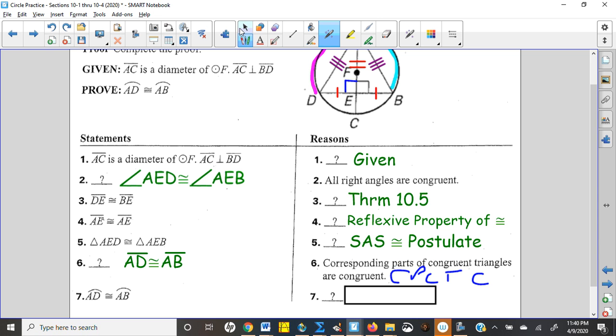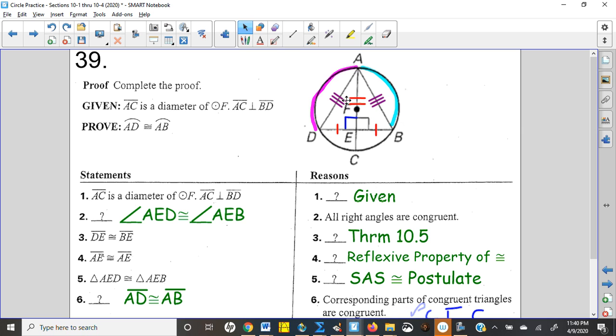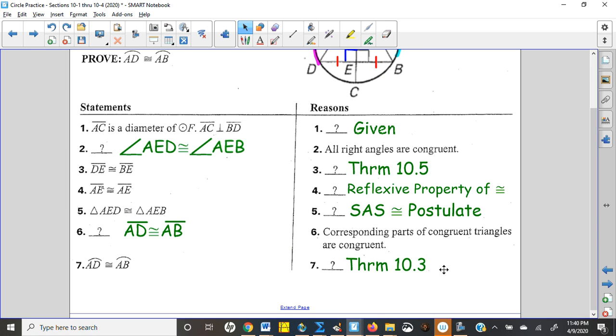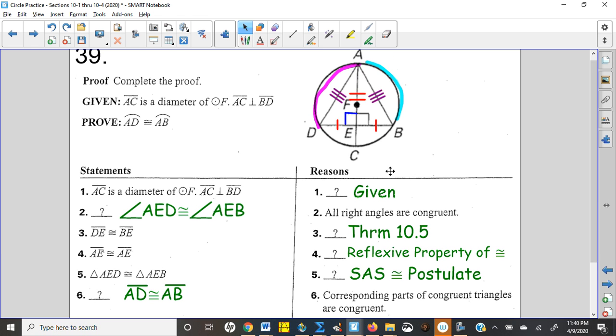All right. So how does that help us? How does knowing that these 2 chords are congruent help us prove that these 2 arcs are congruent? If you're thinking to yourself, Theorem 10.3, you are all over it. And that is the theorem that tells us that it's an if and only if theorem. So it tells us if you have congruent chords, they create congruent arcs. And if you have congruent arcs, they create congruent chords. So sadly, you would have to prove that like 2 different ways to get the full proof.